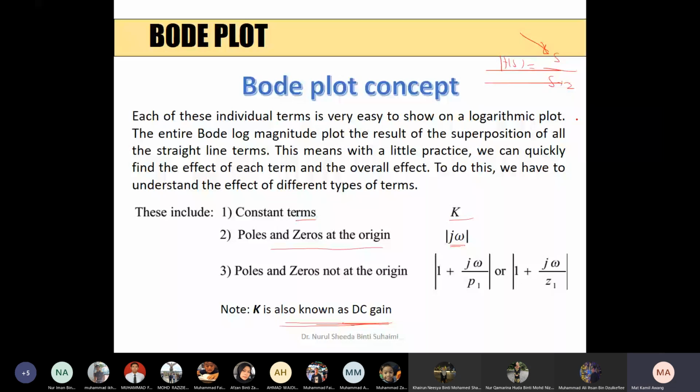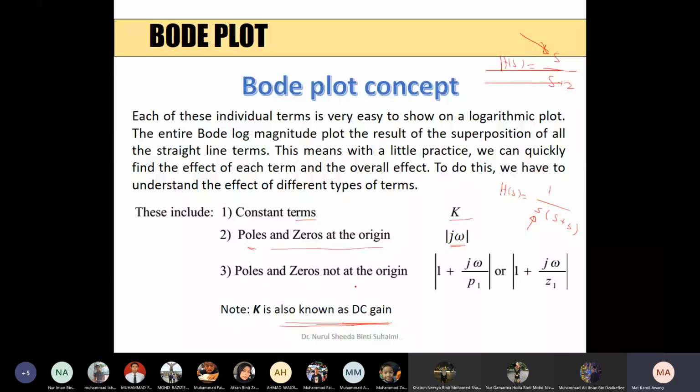If I have a transfer function H of s equal to 1 over s multiplied by s plus 3, this s is a pole at the origin. Remember, the bottom one is poles and the top, the numerator, is the zeros. Okay? Clear? Clear, sir.